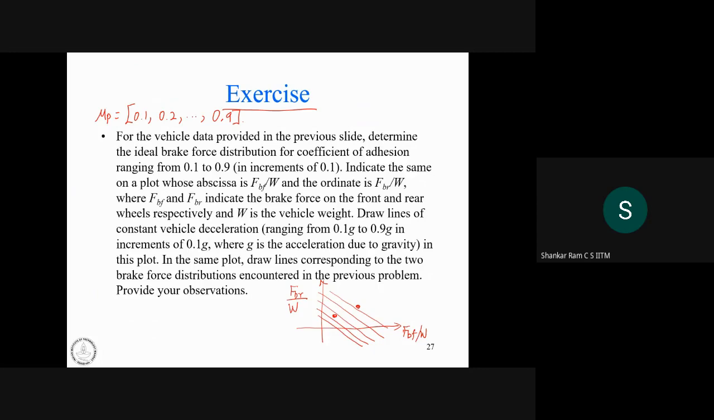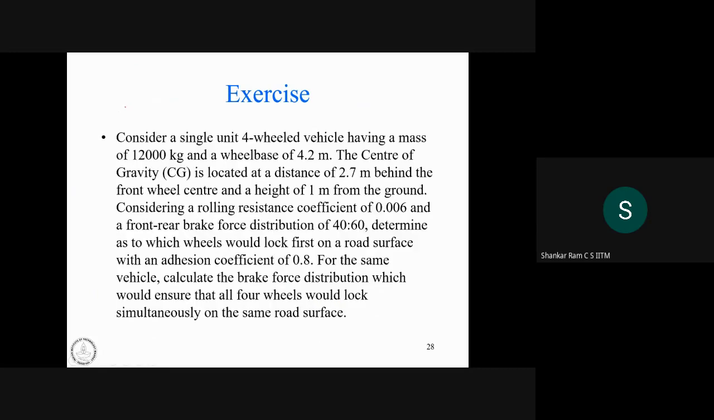As I mentioned, this is only an exercise problem for you. You don't need to submit it. On the other hand, this is your second problem of homework number 7, which you need to submit. So what is this?